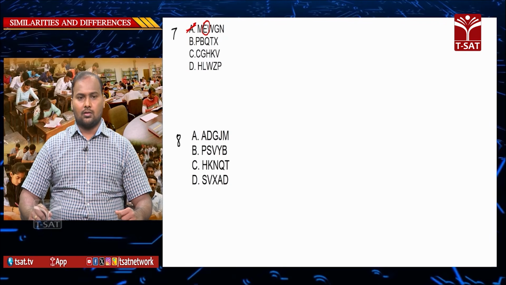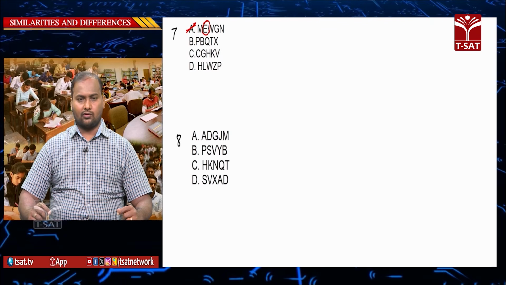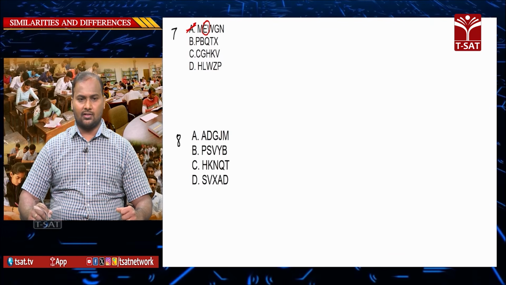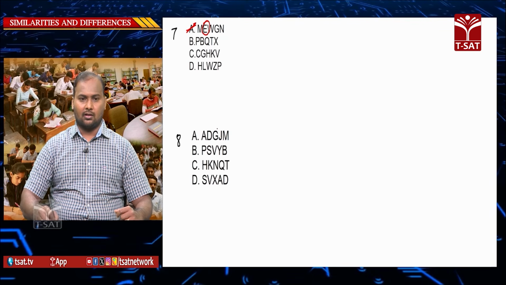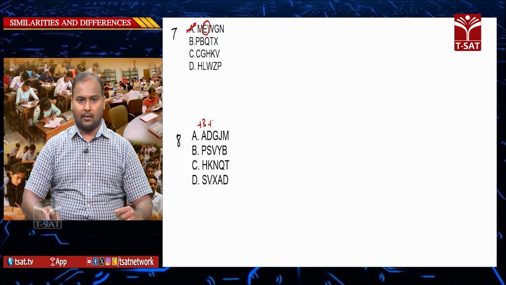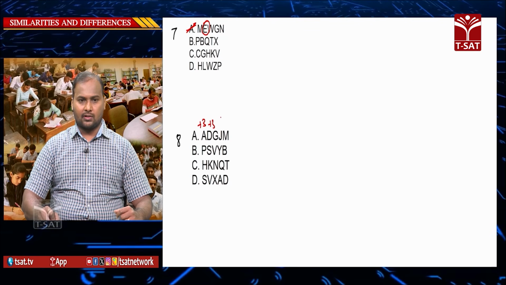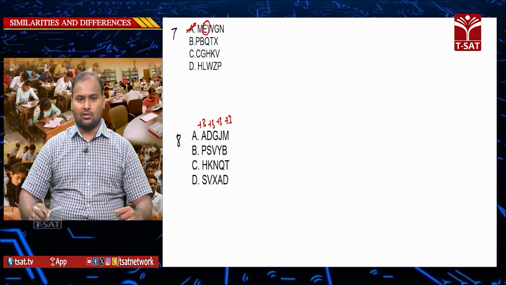Okay. So next question. In the next question also try to observe the range of numbers A, D, G, J, M. There is a consecutive increase here, that is A to D increasing by plus 3, D to G increasing by plus 3, G to J here also increasing by plus 3, J to M increasing by plus 3. So what is the pattern?